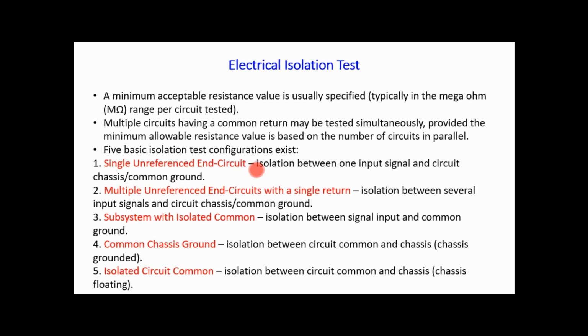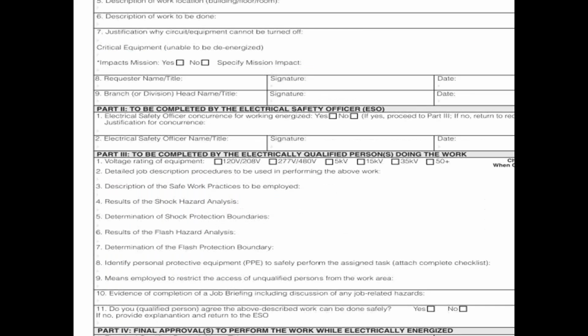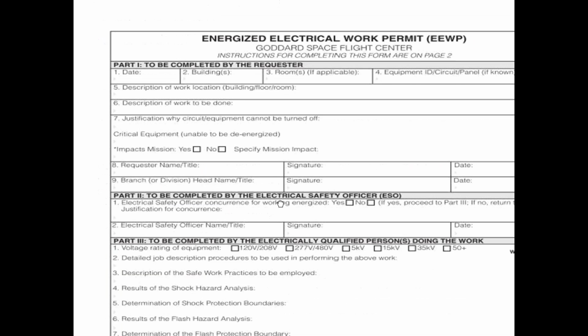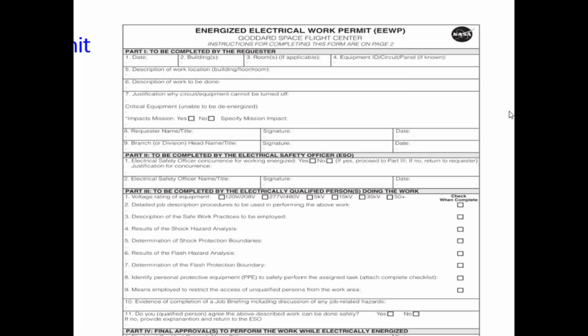So we have to test all these types of circuits with the help of these types of tests. There are several tests available. These are the common ones in the electrical work permits. So this is one of the formats for the electrical work permit systems, and it is divided into different parts.